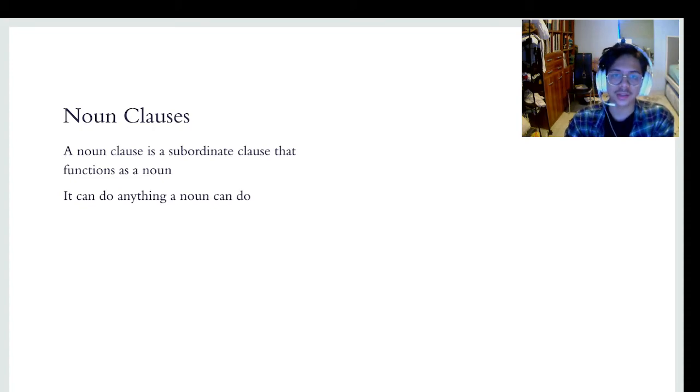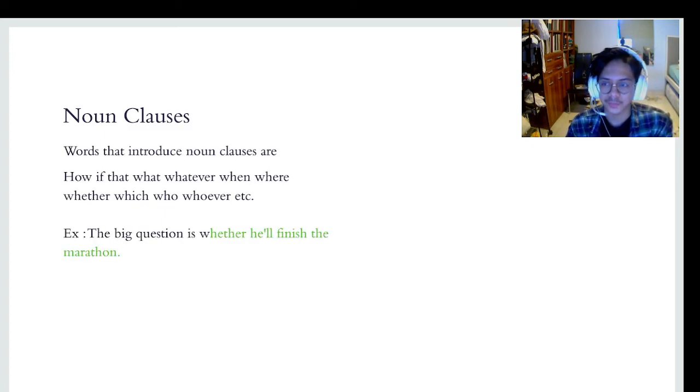So the next one is the noun clause. What is a noun clause? A noun clause is a subordinate clause that functions as a noun. It can do anything a noun can do. So here are the words that introduce noun clauses: how, if, that, what, whatever, when, where, whether, which, who, whoever, and etc. So here is an example of a noun clause. The big question is whether he'll finish the marathon.